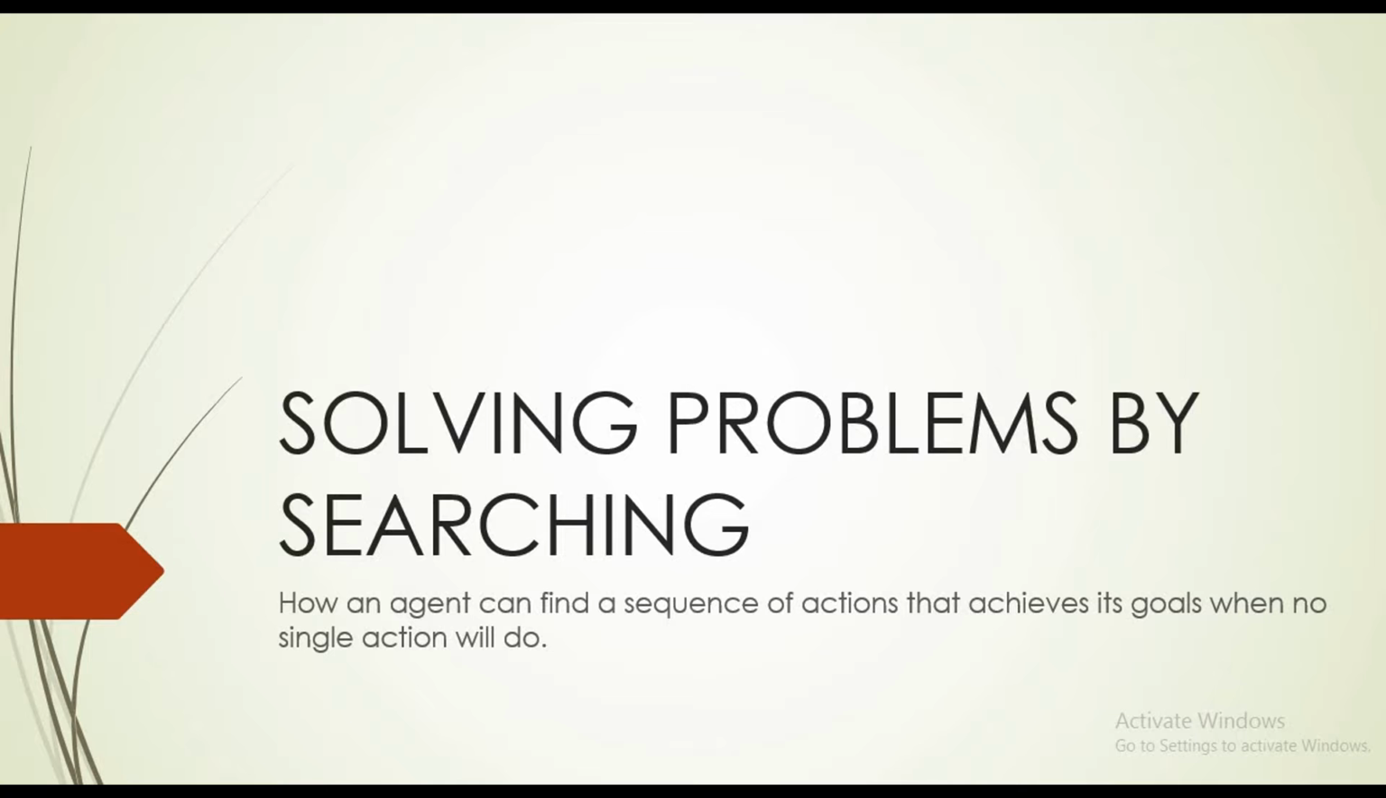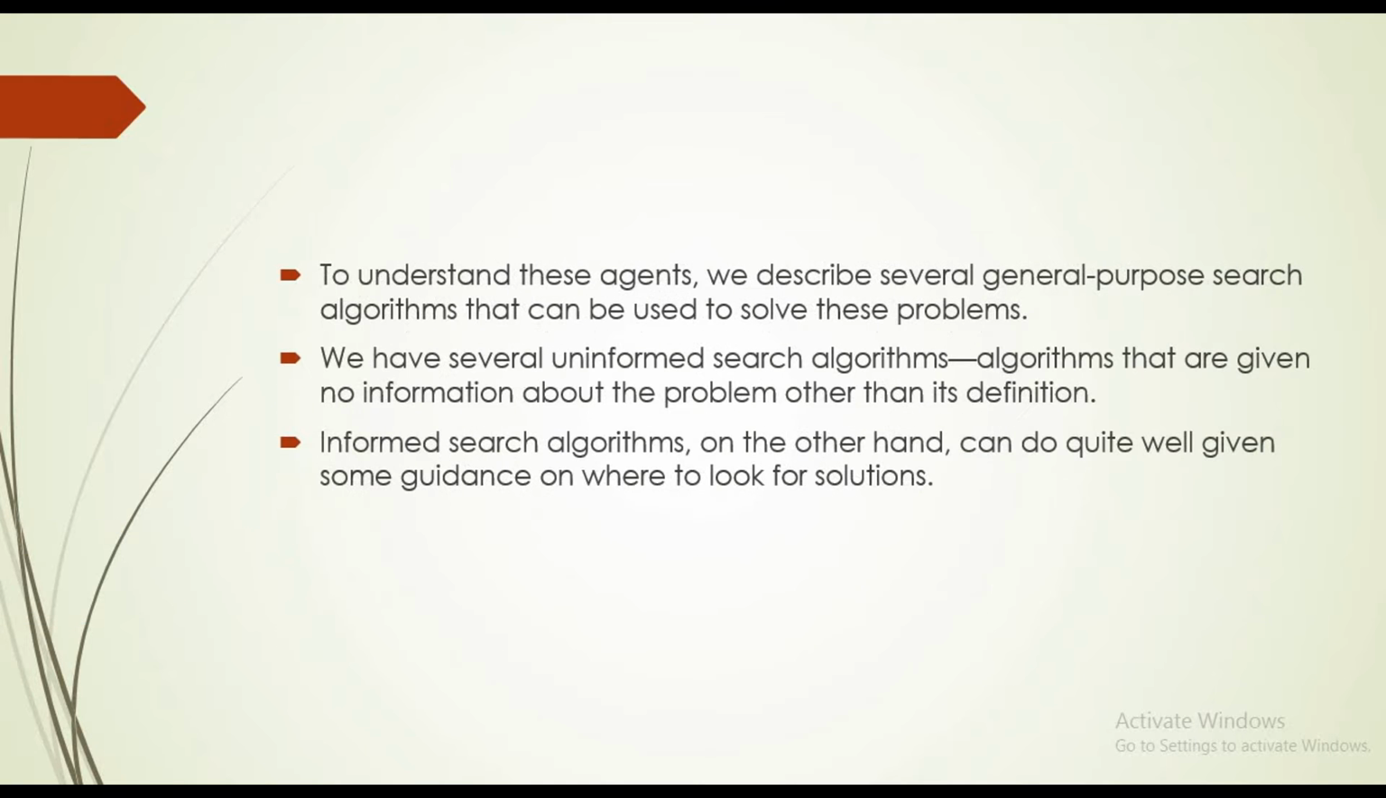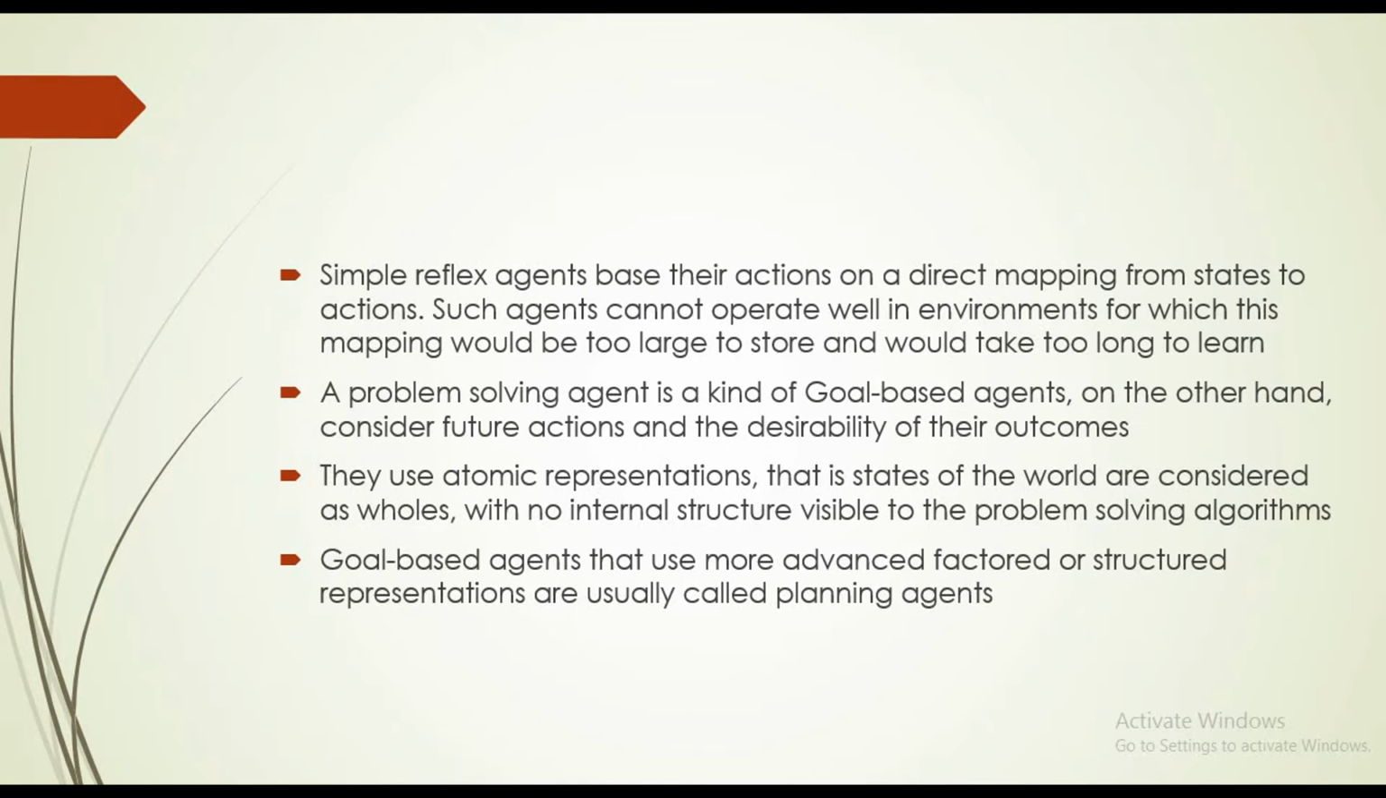Here, what we just want to try to understand is how an agent can find a sequence of actions that achieve its goals when no single action will do. So there are quite a number of search techniques, but we will just look at a few. But the basic in designing this agent is that we understand how we go about designing such.